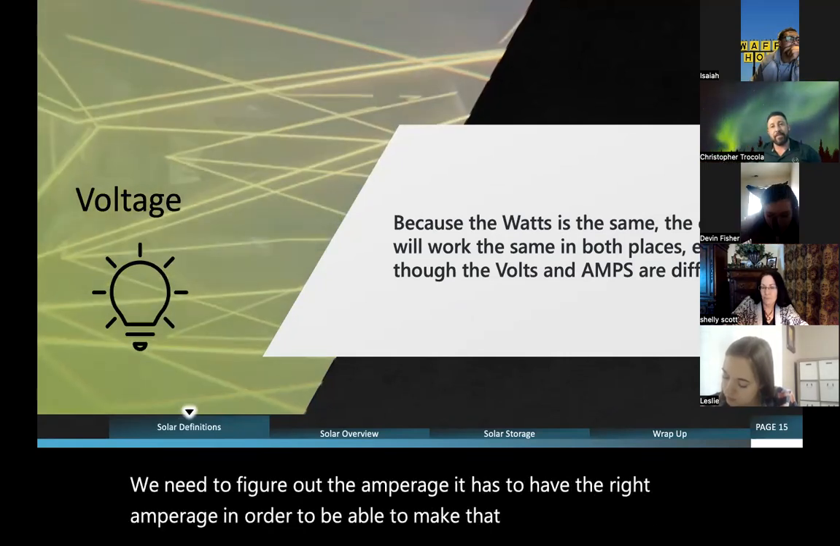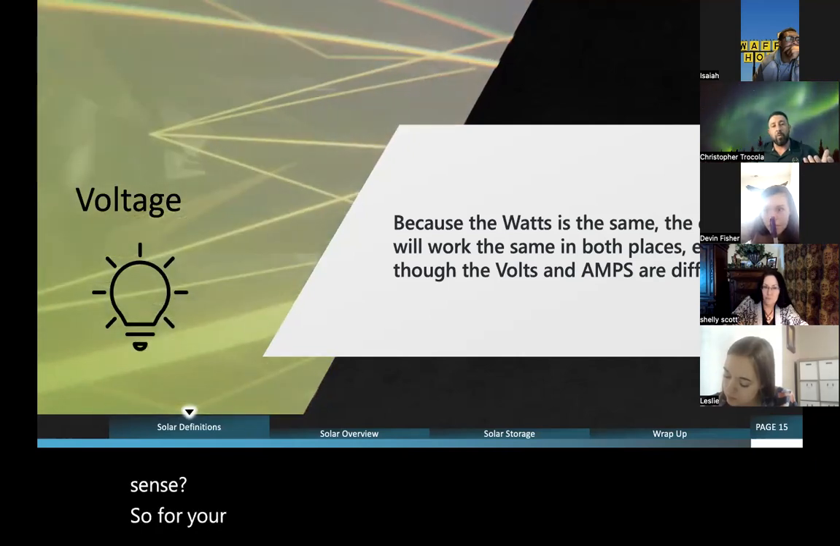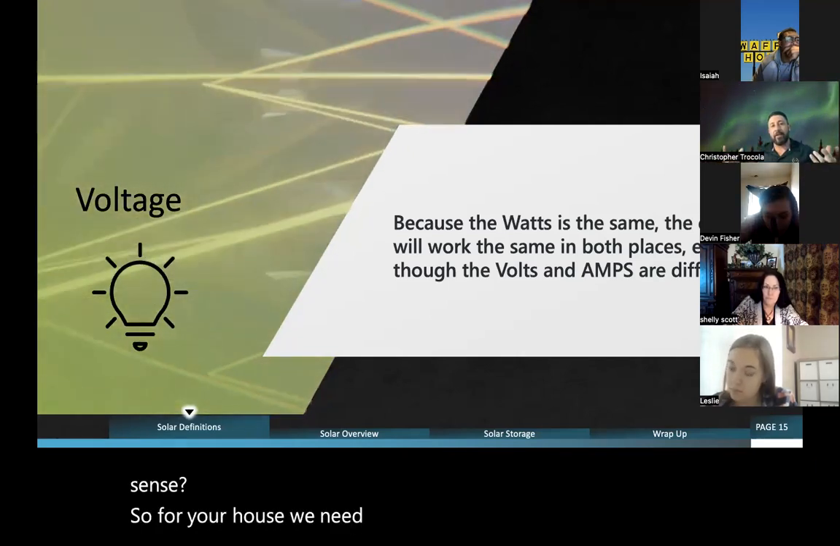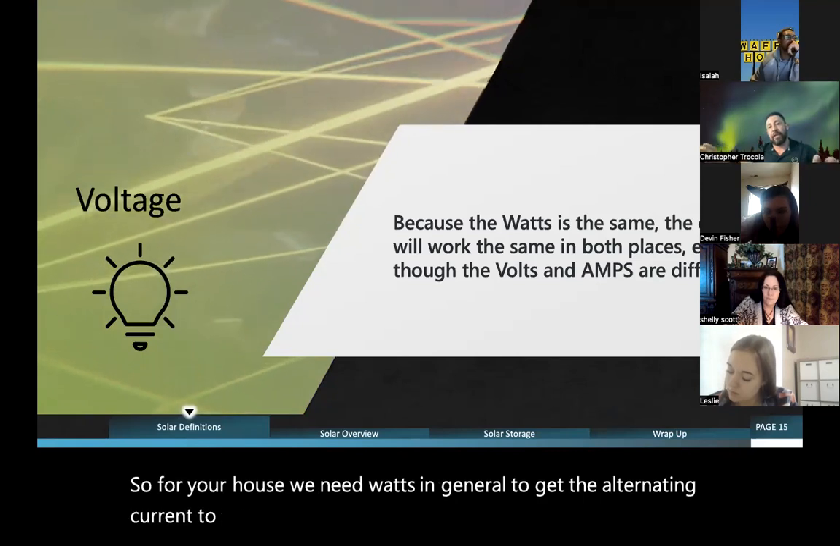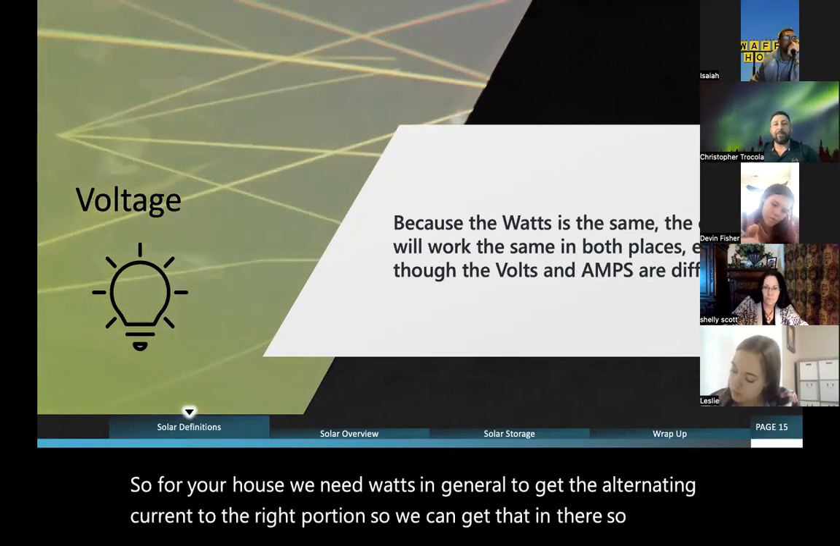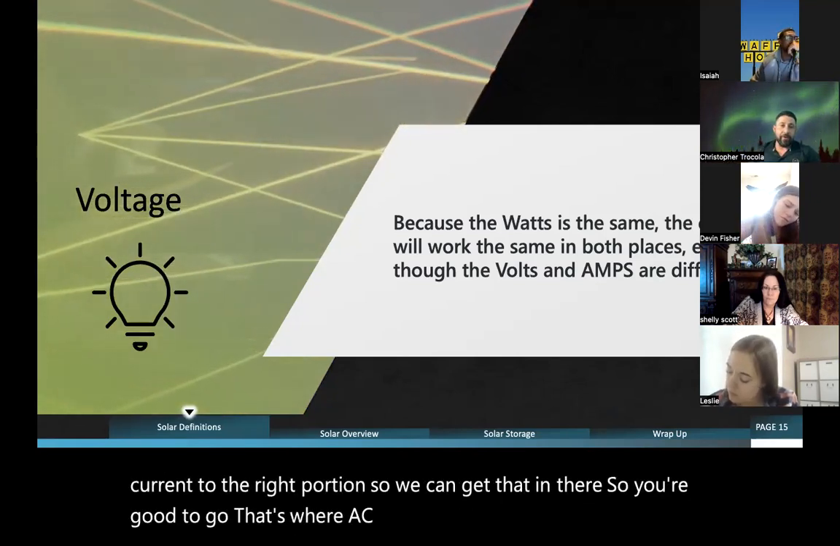Does that make sense? So for your house, we need watts in general to get the alternating current to the right portion so we can get that in there so you're good to go. That's where AC and DC, alternating current and direct current, come in.